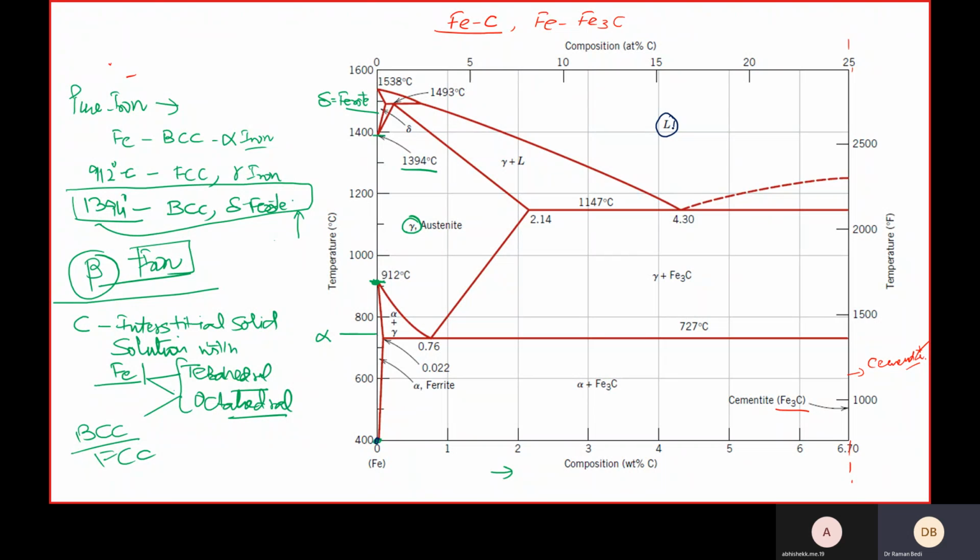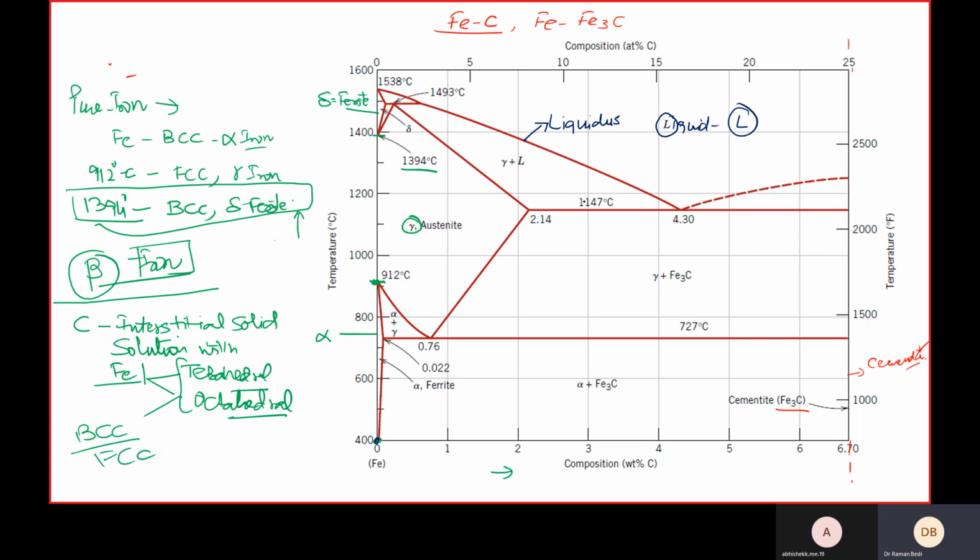So let's start reading it from the top. I have the liquid region here, the liquid phase, which we say is L. Now I have this line, which is called the liquidus line, which simply says that above the liquidus line, only the liquid phase exists. Is it right? Okay.